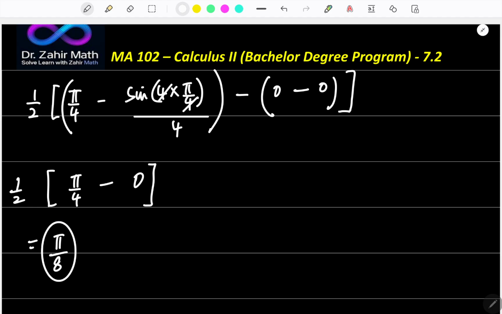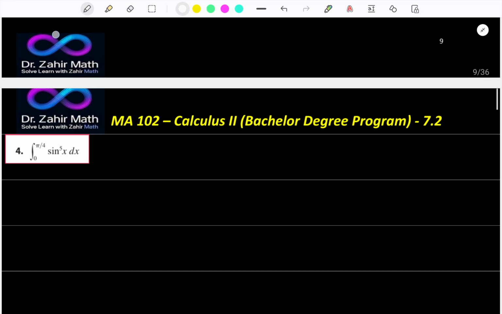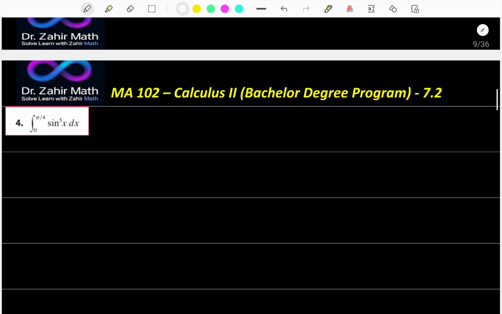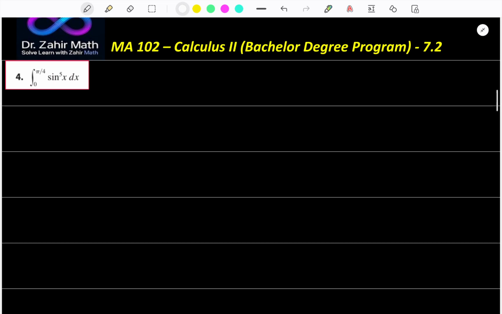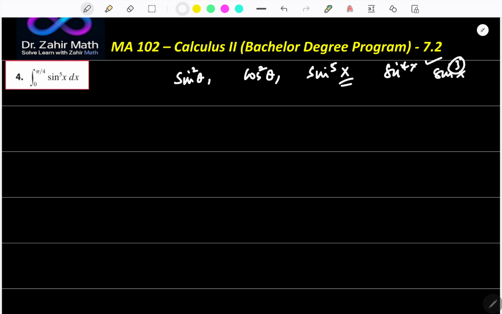So now you understood how to integrate sine square, cosine square, all these things? Yes, clear. Now let's go to the next type of problem, which is integral of sine power 5x dx. Teacher, you said sine square theta has a formula, cosine square theta has a formula. Is there any formula for sine power 5x, sine power 4x, and sine power 3x? No, 3 is there, but 4 is not a formula. So it's difficult to integrate this kind of thing.